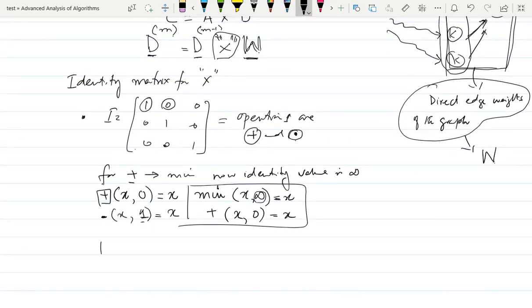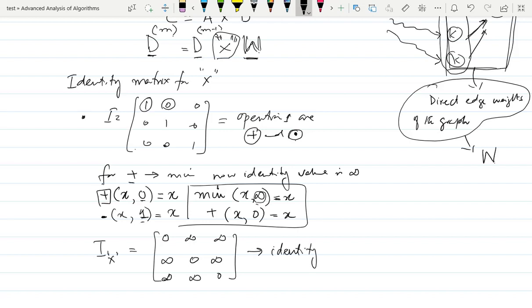So if I have to define an identity matrix for this operation, instead of 1 I will use a 0. Wherever we have a 1 we will use 0, and wherever we have a 0 we will use infinity. So infinity, infinity, infinity, 0, infinity, and in the last row infinity, infinity, and 0. So this is the identity matrix for this new multiplication operation.